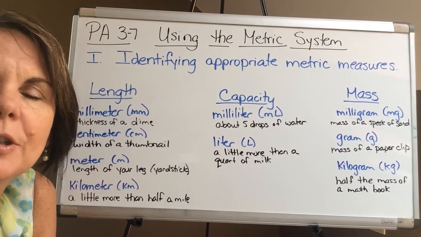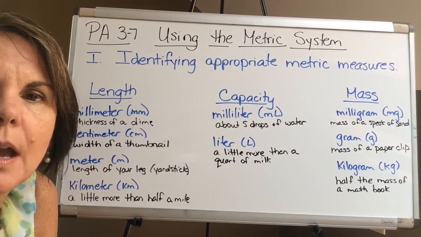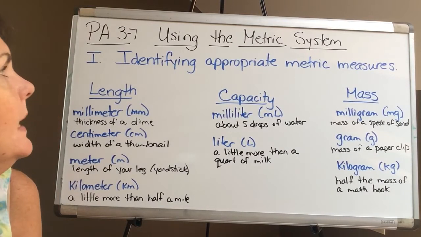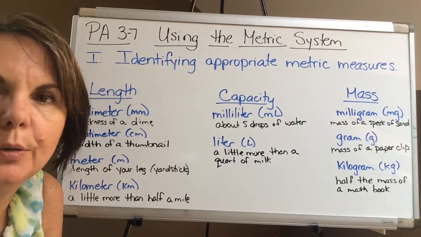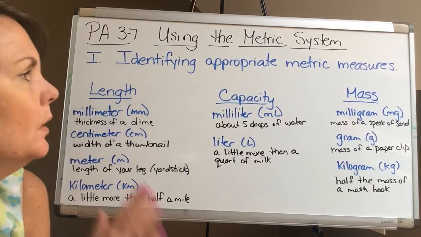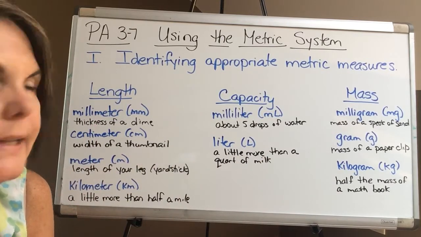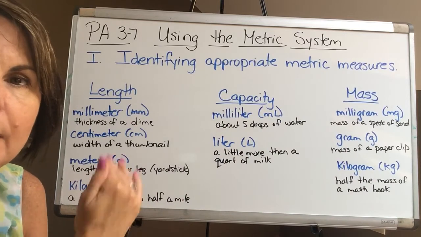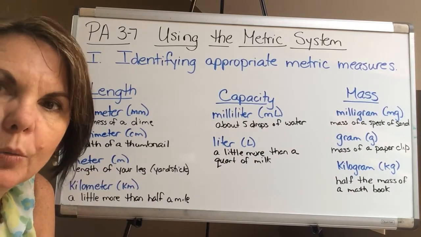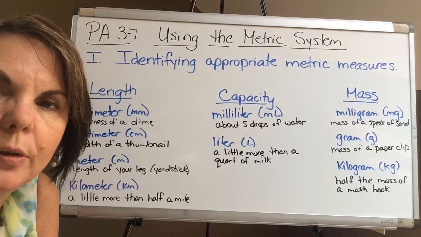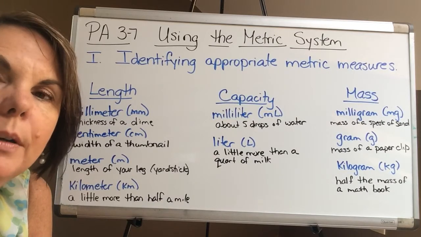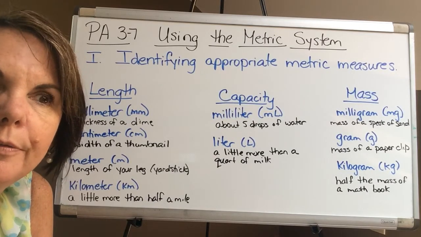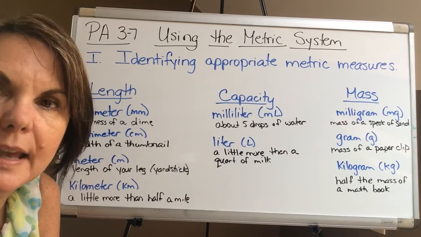Hi, today we're going to talk about using the metric system. The first thing that I want you to be able to do is identify an appropriate unit of measure. So what I've done is broken this up into three categories: length, capacity, and mass. We only use certain units under each category, and I'm giving you an example of what you would measure using that unit of measurement.